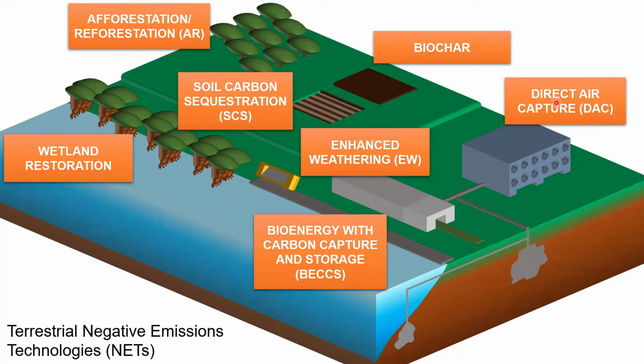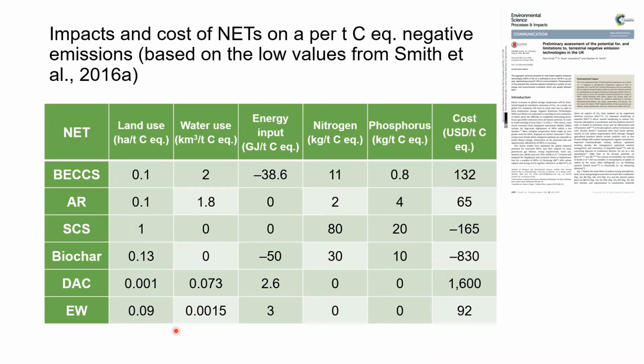With the rising popularity of NETs, the negative emission capacities, environmental impacts, and cost of NETs have been assessed in various literature. For example, Smith and colleagues studied the impacts and costs of NETs on a per ton carbon equivalent basis. They reported a range of values, but this table is just showing the lower impact values. They studied the impacts of NETs on resources such as land use, water use, energy input, nutrients, specifically nitrogen and phosphorus for each NET, and also the cost of implementing each NET.